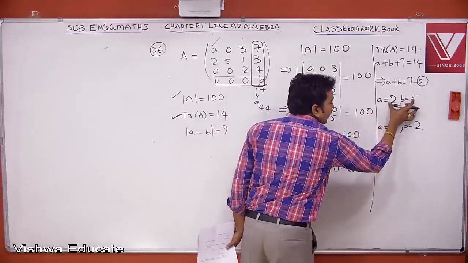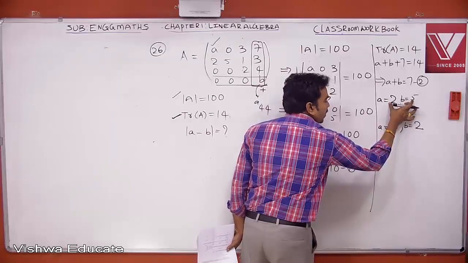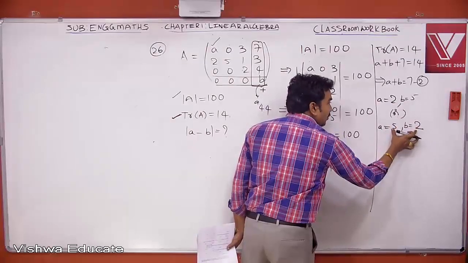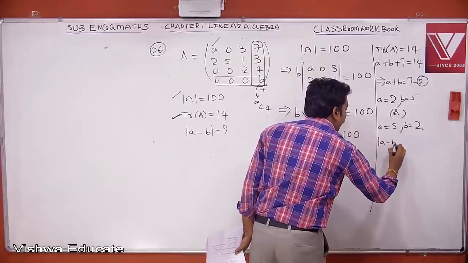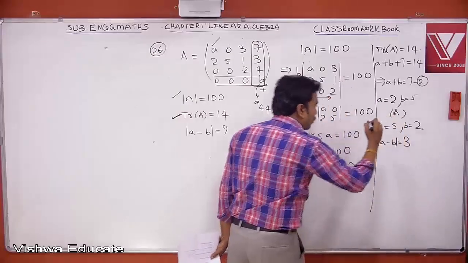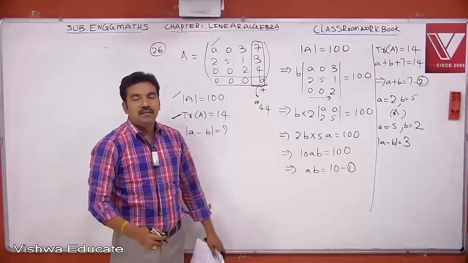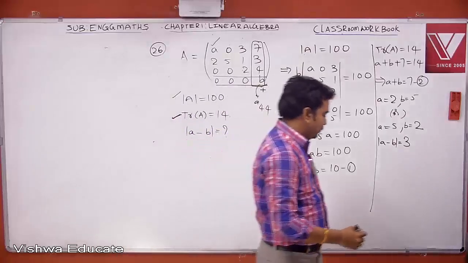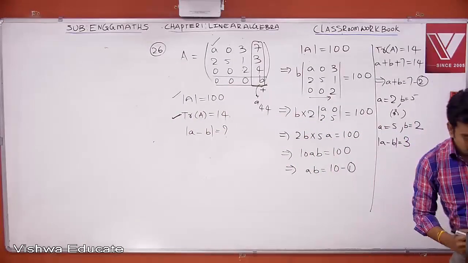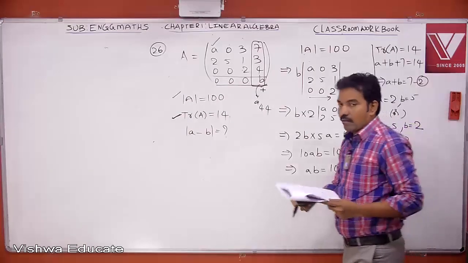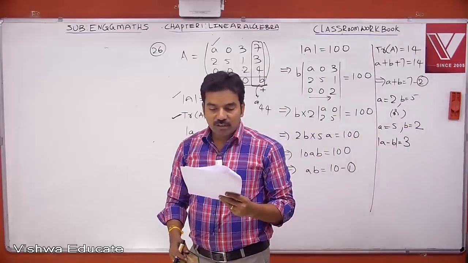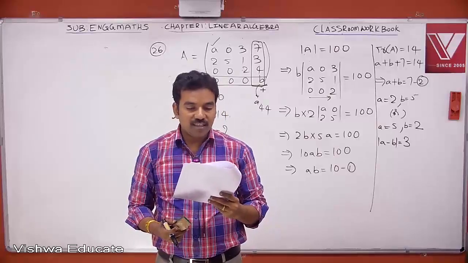Therefore, in this case, when you find modulus of A minus B, you will get 3. Here also you will get 3. Therefore, either in this case or in this case, modulus of A minus B equal to 3. Note this. Next we discuss question number 27.